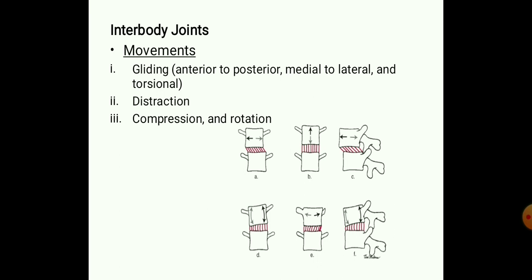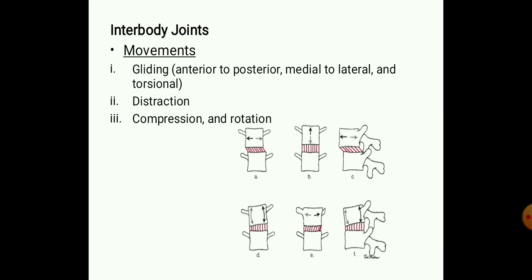What are the main movements happening in the interbody joints? As we said earlier, these interbody joints are like cartilaginous or symphysis joints, so only some gliding or sliding movements are mainly possible. The main movements in the interbody joints are gliding, distraction, compression, and rotation.